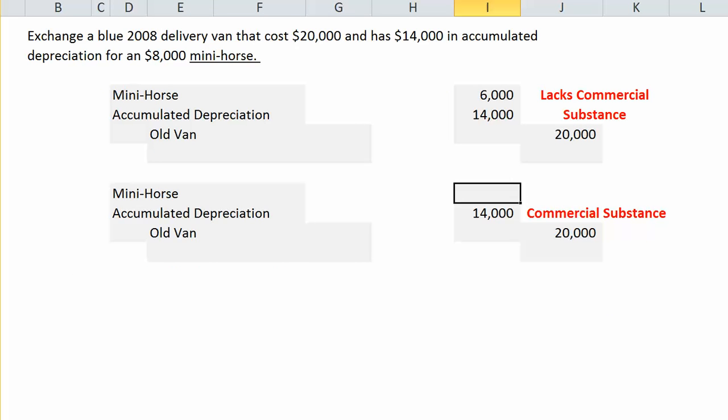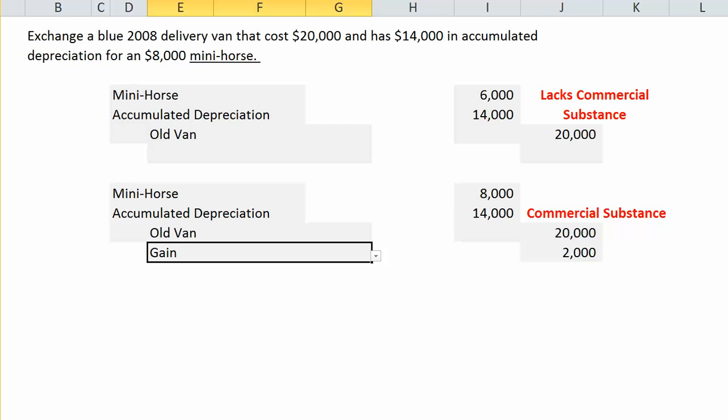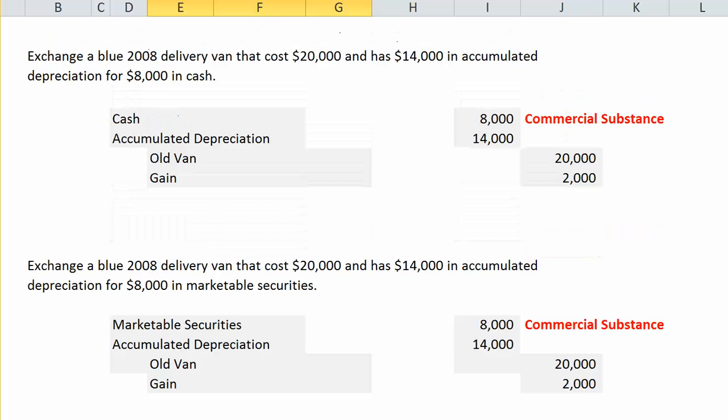On the other hand, if we said the transaction did have commercial substance, in other words, the future cash flows that we're going to derive from having a mini horse are very different than those that we would have had with our van, we would record the mini horse at its fair value of $8,000, and we would record our $2,000 gain. So again, if the timing and amount of future cash flows are different, we say the transaction has commercial substance. That is, the economic position of the company has changed, and we record the gain.